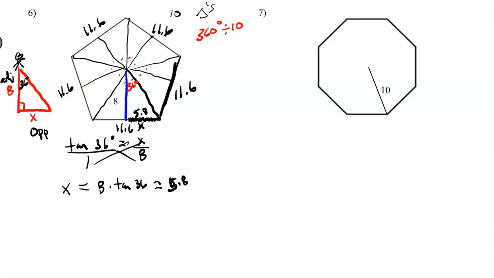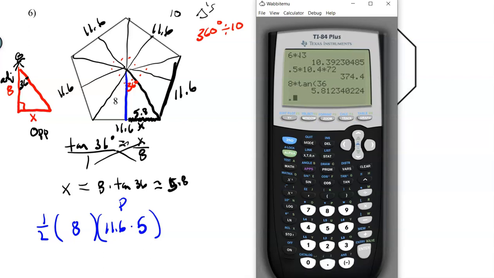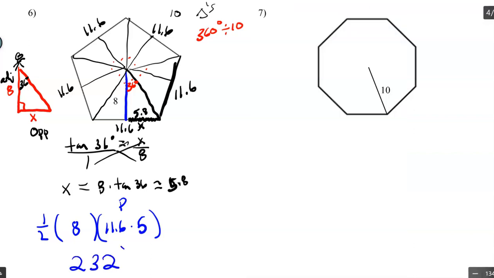So now we can go back to our original equation for area of a regular polygon. It's 1/2 the apothem they gave us, times the perimeter. Remember, the perimeter is 11.6 times 5 sides. So 0.5 times 8 times 11.6 times 5. Bam! 232. So the correct answer for this one I'm getting is 232.